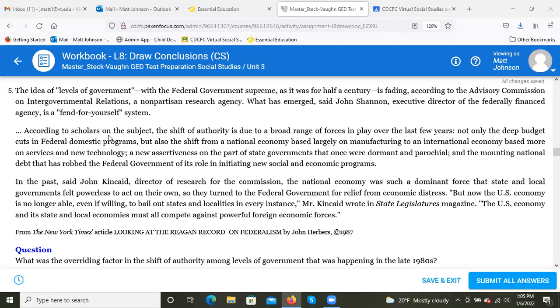Parochial, we're going to actually deal with that word here in a minute. As far as the definition, that's one of the questions, I believe. Sasha Gay, you want to read the last paragraph?